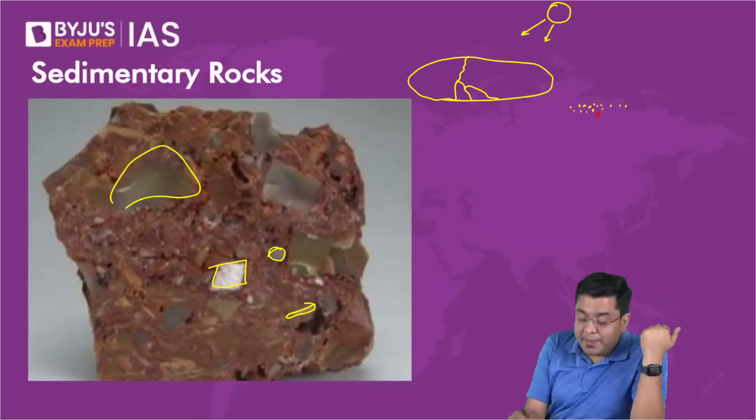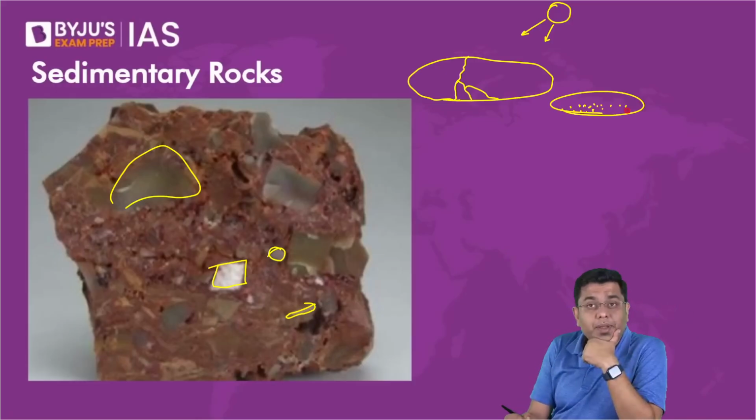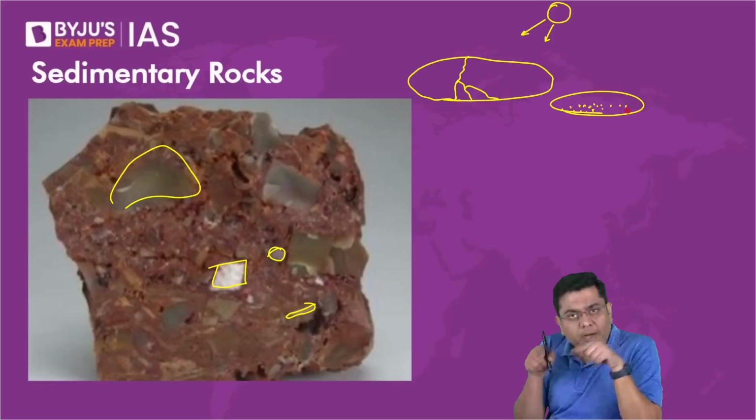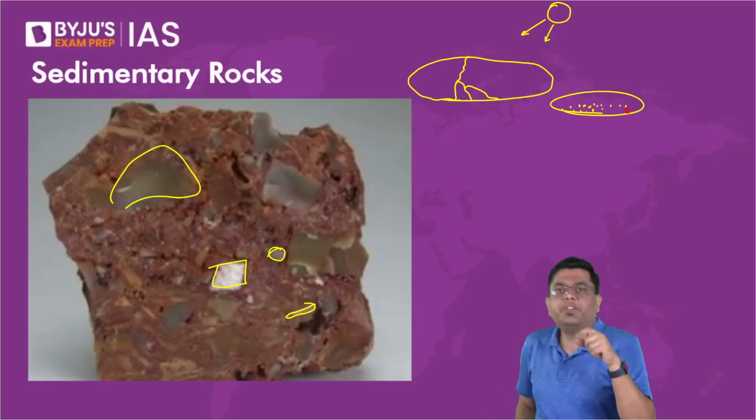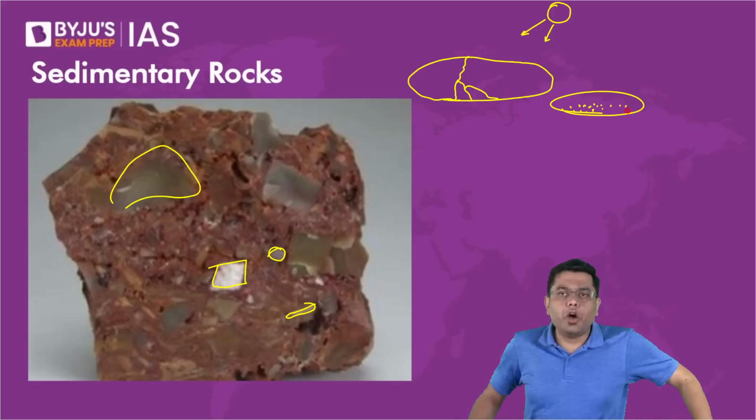Eventually, these deposits might solidify to form another rock altogether, isn't it? That will be called a sedimentary rock because it has been created due to the deposits, hence a sedimentary rock.